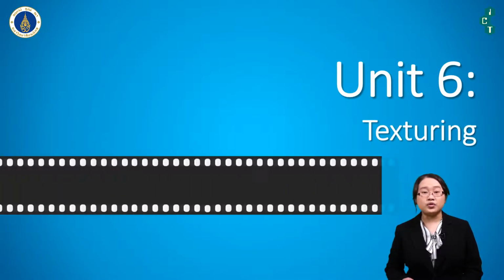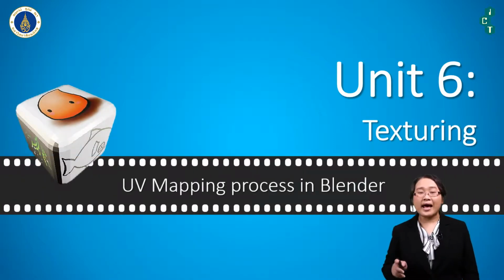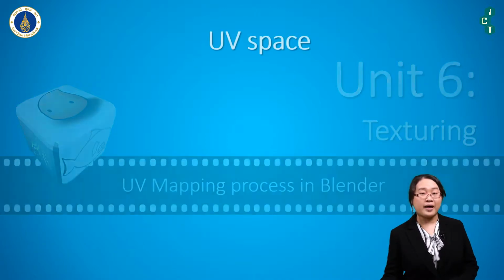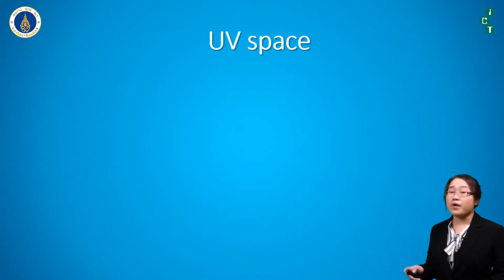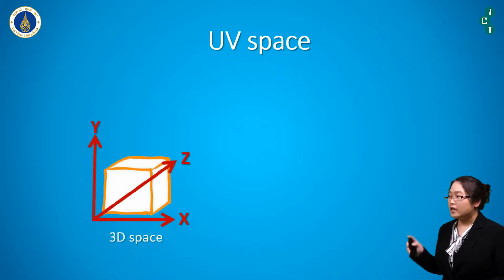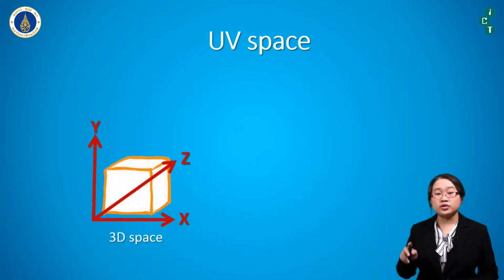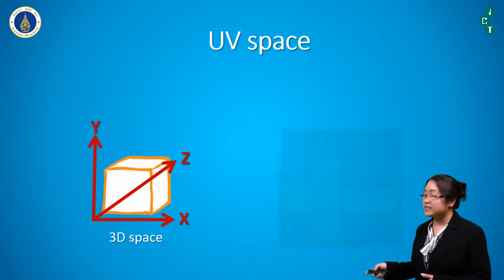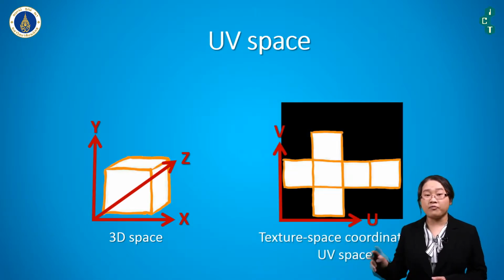Then let's use the UV map in Blender. Blender has a specific tool to apply the UV map. And let's see the concept of the UV space first. Before you use the UV map in Blender, you have to understand the two sets of coordinates.